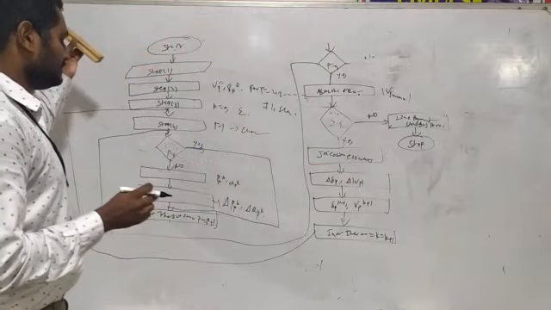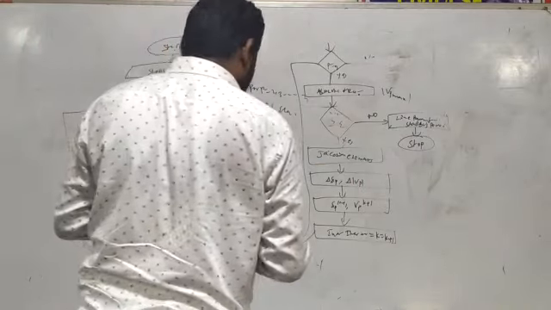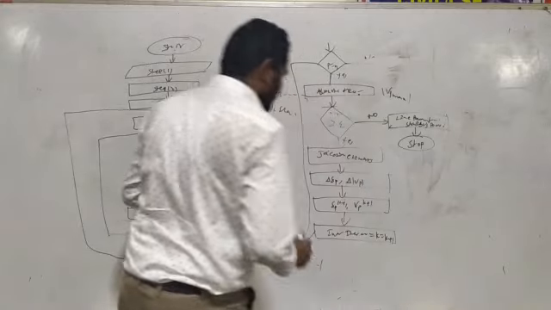So this is the algorithm, this is the flowchart for the polar coordinate method while PV buses are absent.